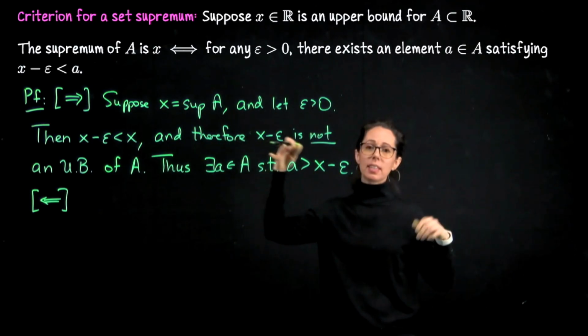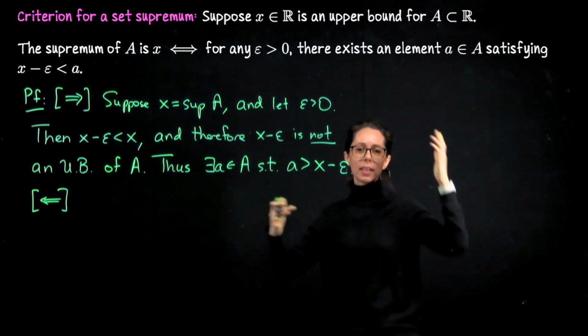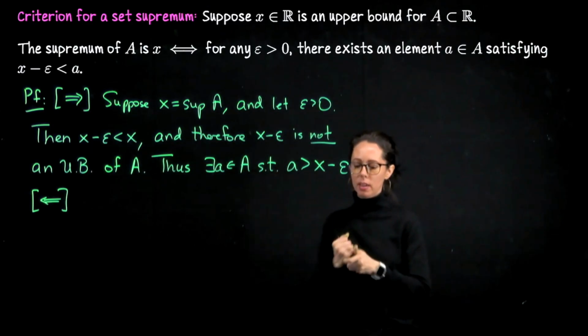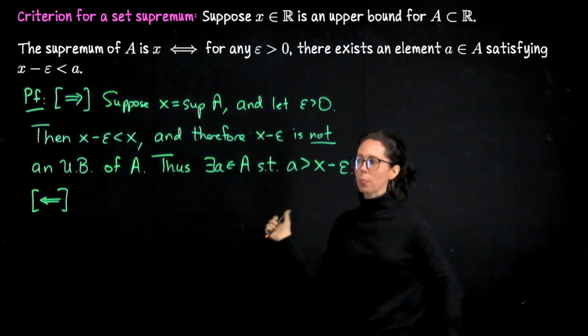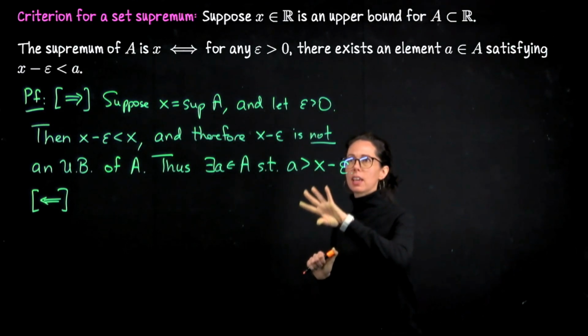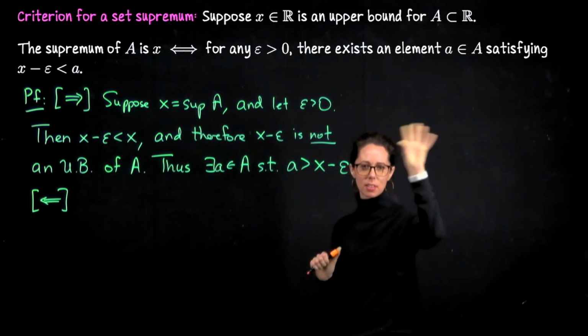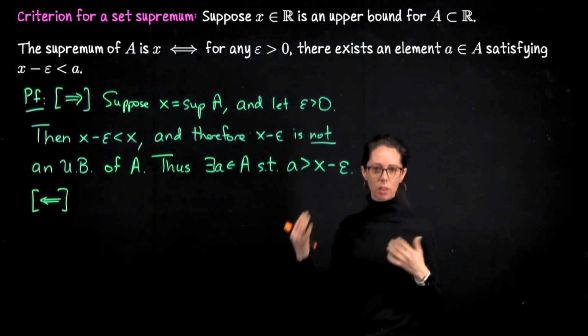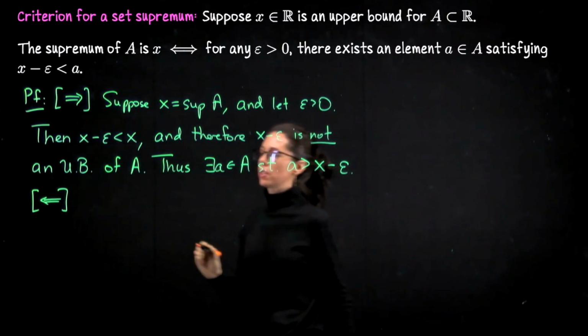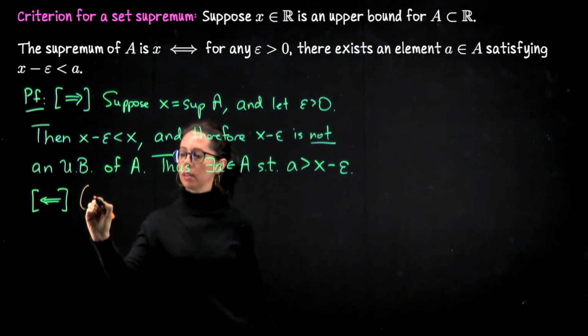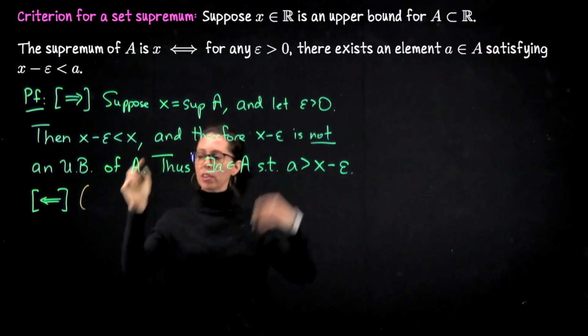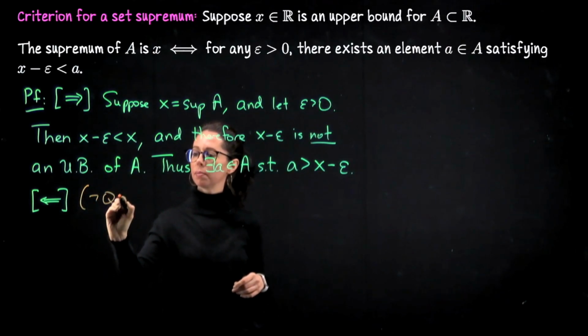Negating the left-hand side is easy. X is not the supremum. Let's take a moment, maybe you can do this to the side as scrap work, to negate the statement "for all epsilon there exists", because this is always a good exercise in working with logical quantifiers. So just a remark, if I say P if and only if Q, what is not Q?